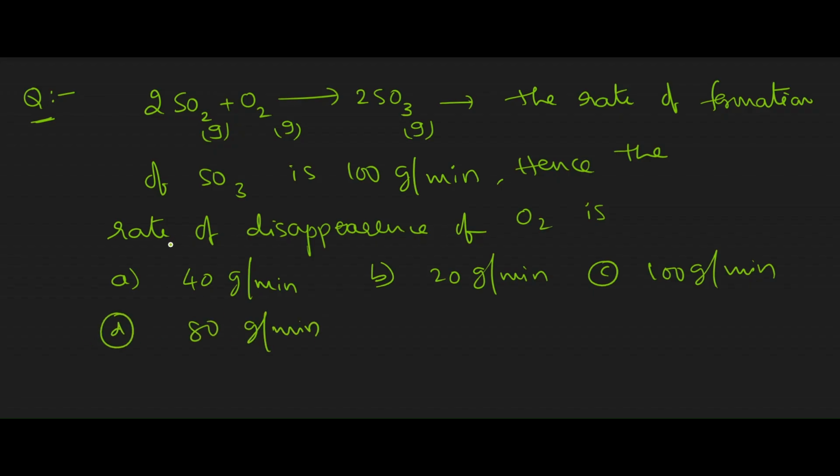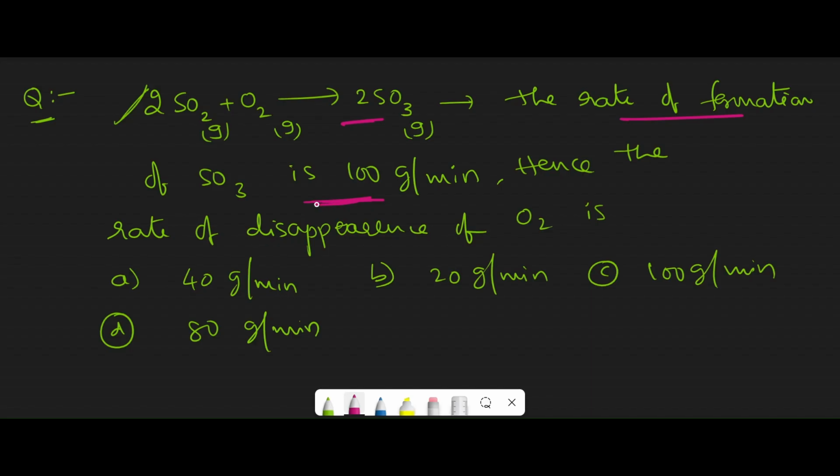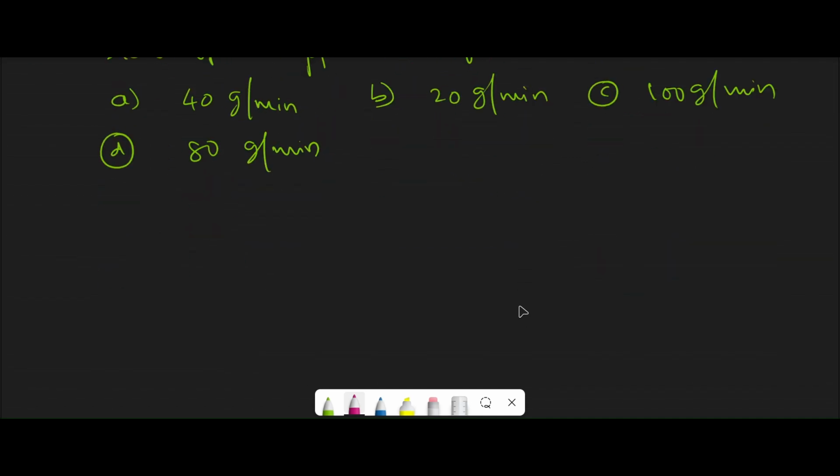So now let's check the correct option by solving this question. Clear. Now how to solve this kind of questions? Here, based on the reaction 2SO2 plus O2 gives rise to 2SO3, they have given the rate of formation of sulfur trioxide expressed in terms of grams per minute. Now we need to calculate the rate of disappearance of oxygen.